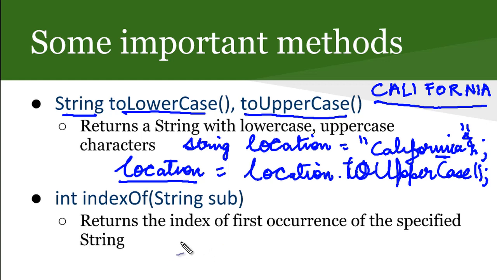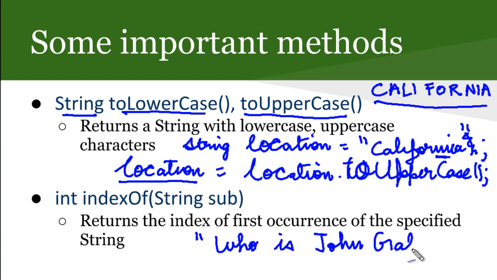Now sometimes I want to search something within a string and I want to know where exactly the characters I am looking for appear in the string. So suppose the string is "who is John Galt". Now I want to find the first occurrence of the string Galt. I'm searching for someone by the surname Galt and I want to look into the string to see where Galt appears.